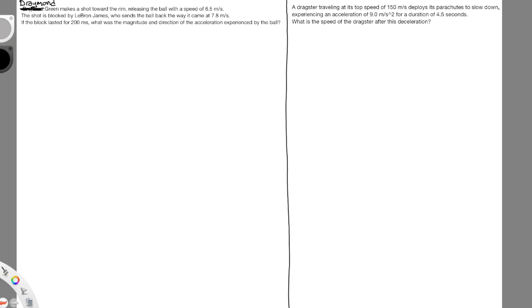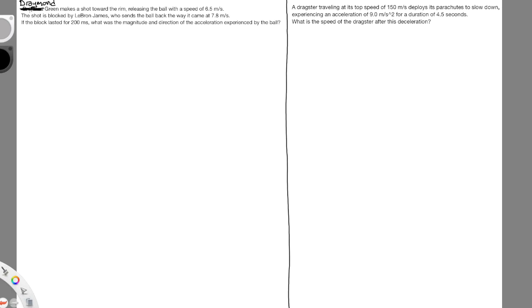But Draymond Green makes a shot towards the rim, releasing the ball with a speed of 6.5 meters per second. The shot is blocked by LeBron James, who sends the ball back the way it came at 7.8 meters per second. If the block lasted for 200 milliseconds, what was the magnitude and direction of the acceleration experienced by the basketball? The first thing we're going to need here is a formula.